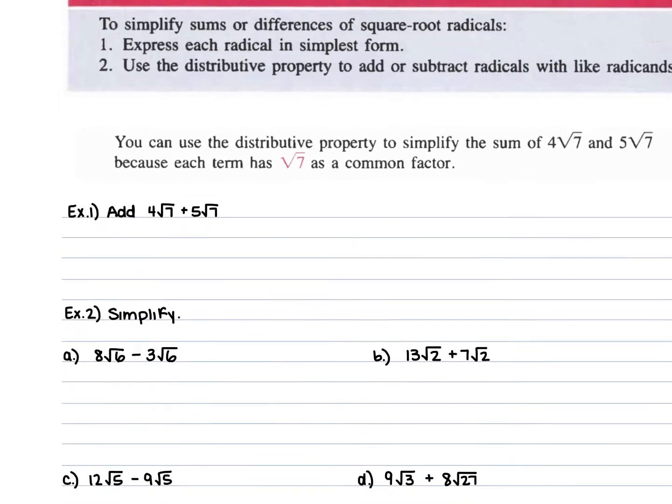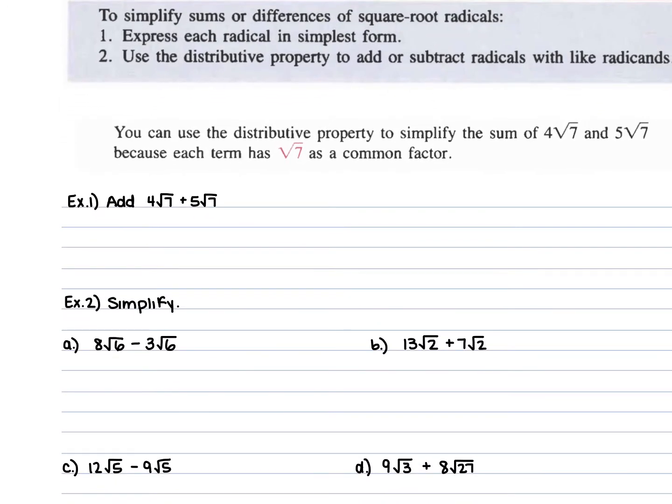If we look at example 1, we have to add 4 square root 7 plus 5 square root 7. You have that square root 7 for both of these terms, so combine the terms that are attached to those radicals, the ones in front. So we're really doing 4 plus 5 and keeping the square root of 7. The 4 plus 5 gives us 9. Keep the square root of 7. 9 square root 7 is your answer.